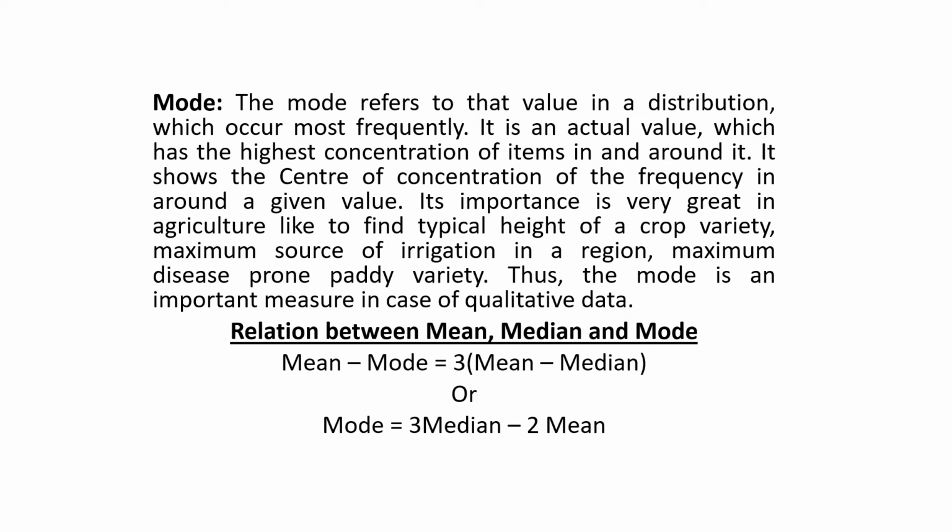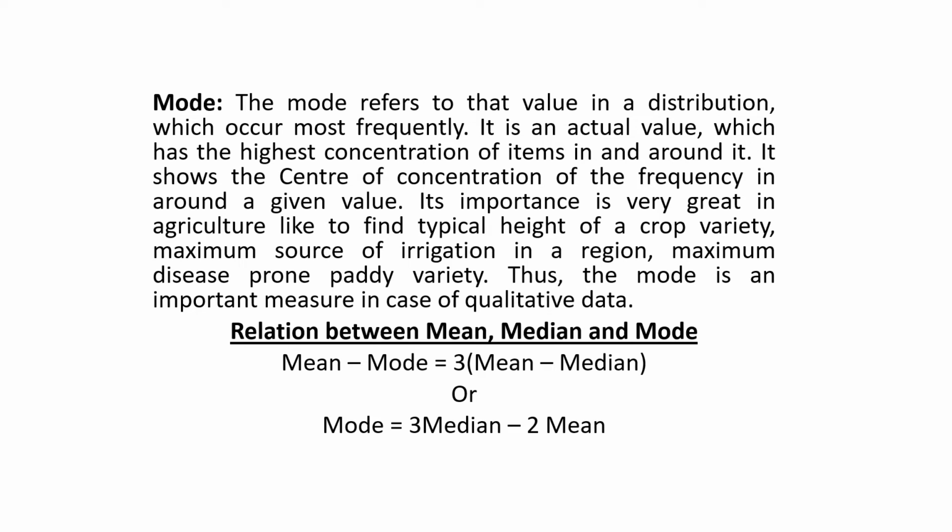Disadvantages of mode are, mode cannot be used for further mathematical calculation. Fluctuations of sampling affect the value of mode. Mode is not defined rigidly. Mode is not applicable when different items of data differ in terms of significance. Mode is a fluctuating average as it is based upon the selection of class interval.